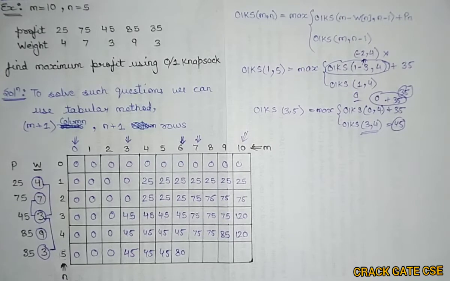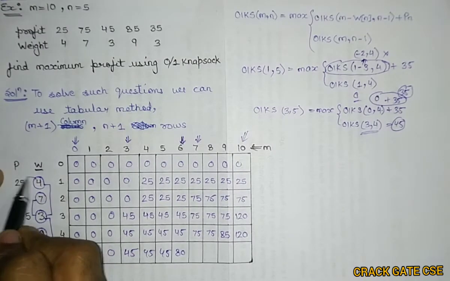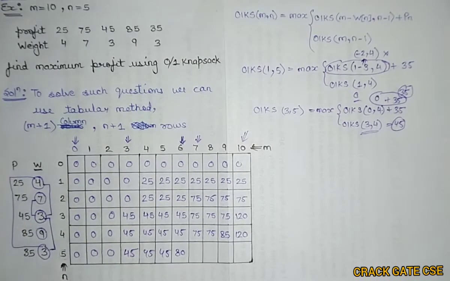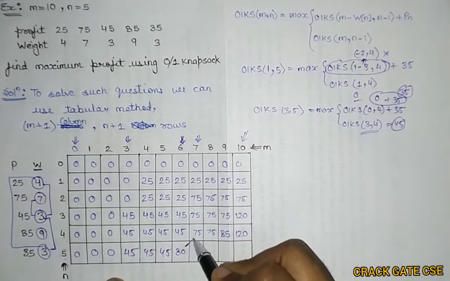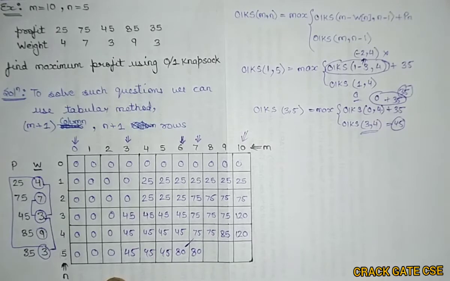Now what is the other possibility? One possibility is that this 4 is taken with this particular 3. So then it will be 7 and the profit will be nothing but 60, and the 75 is already greater. That means we will update the values which is maximum among these two. So 80 will be here.